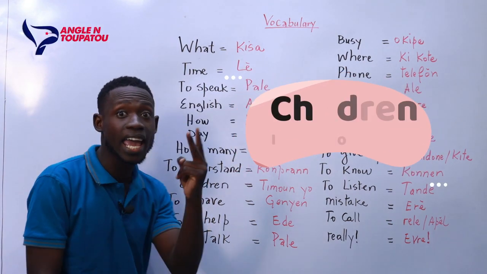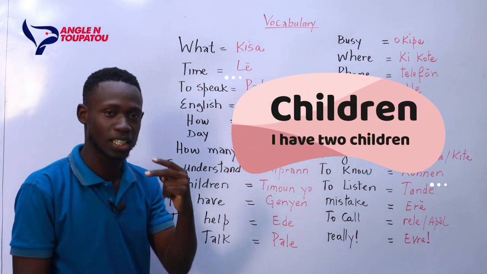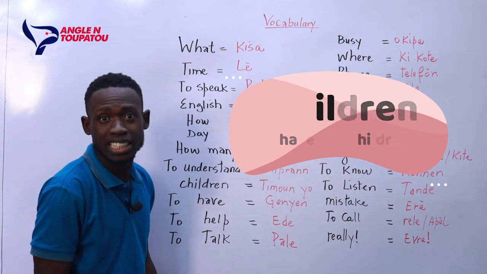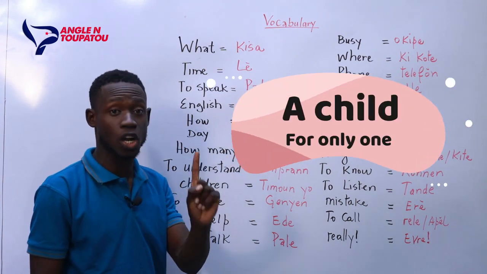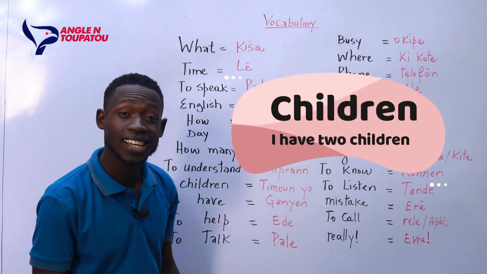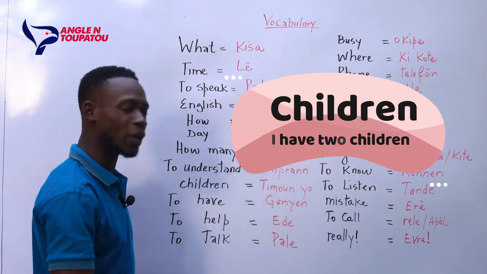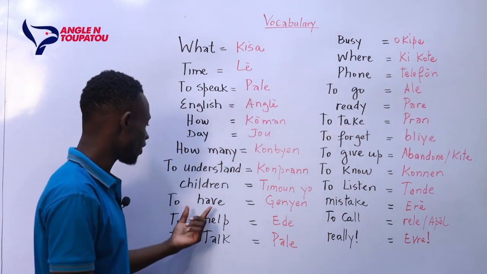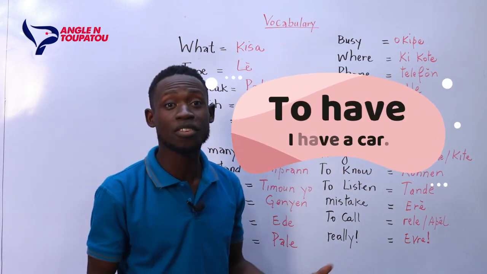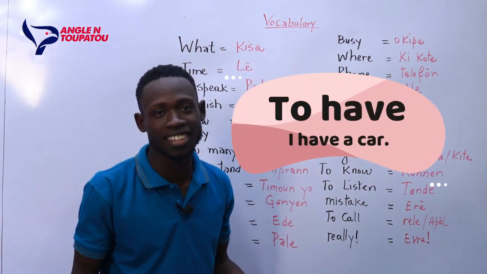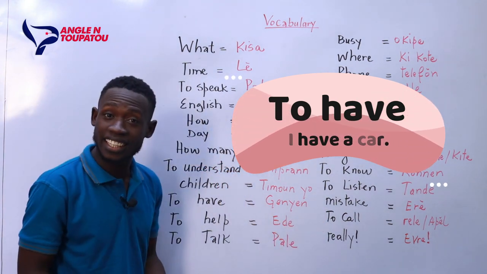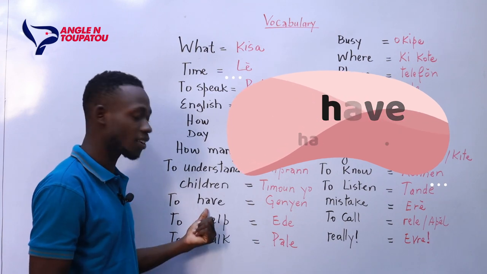Children. I have two children. Don't say childs, no. Only one is a child. But for more than two, you say children. To have. I have a car, I have a house, I have something. You got something too. To have.